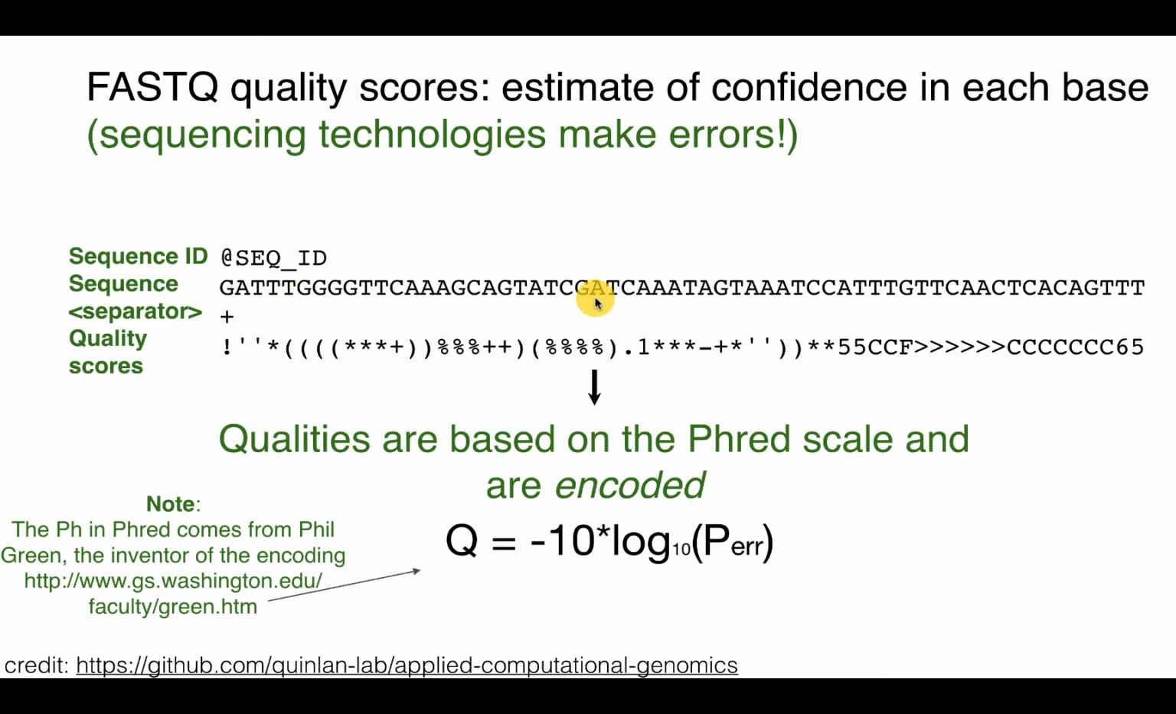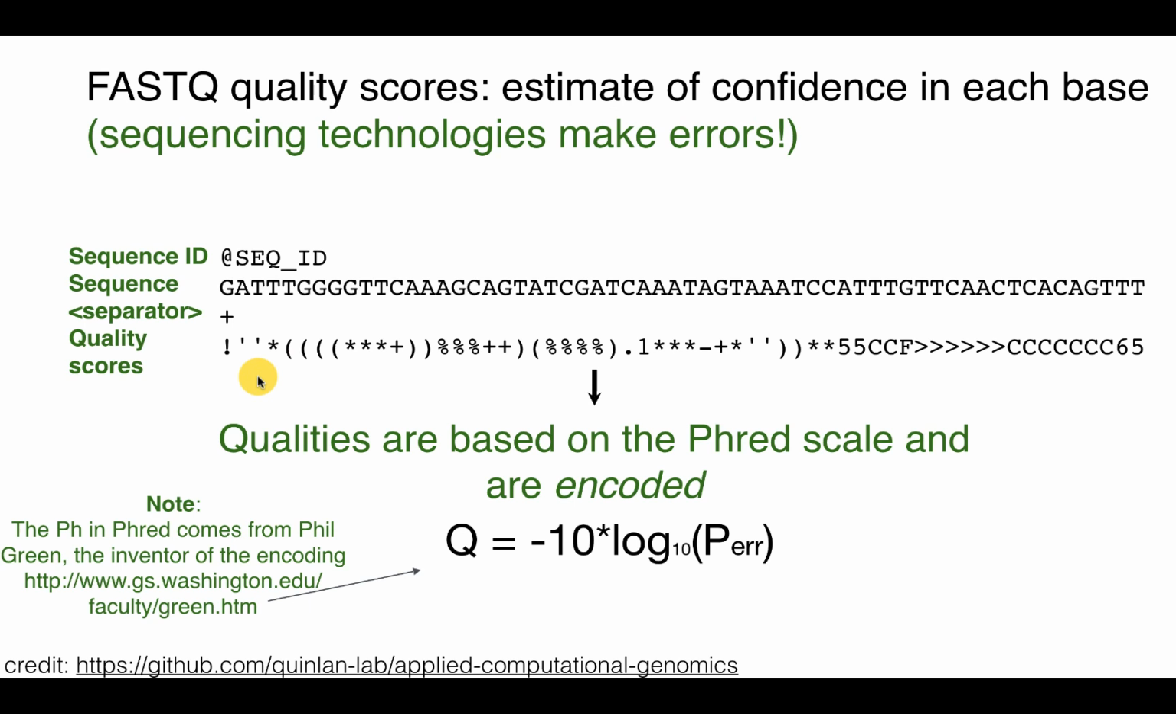The sequence itself is self-explanatory. That's the base pairs that were sequenced. And the separator is self-explanatory. It's just a spacing line that can have a plus. It can have other characters on it too, but typically it's just a plus. And then the real funky thing is this quality score line.